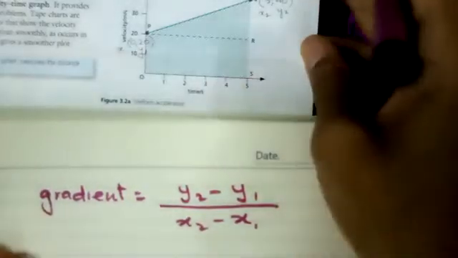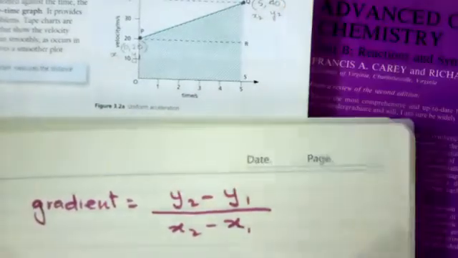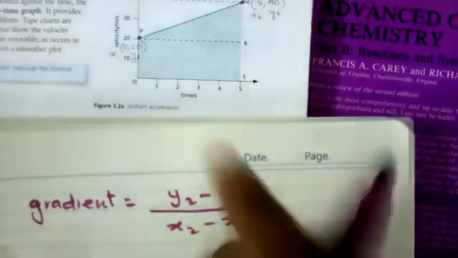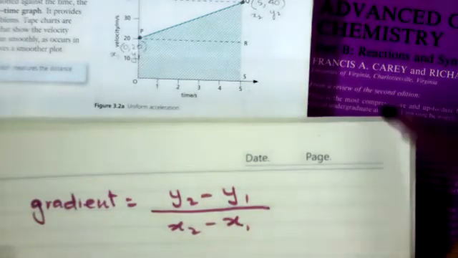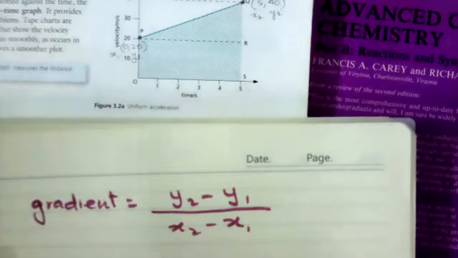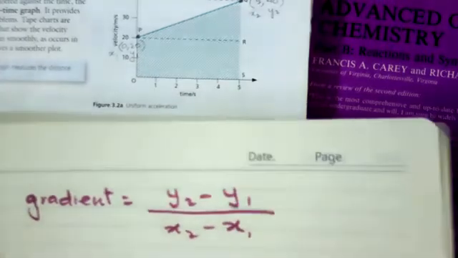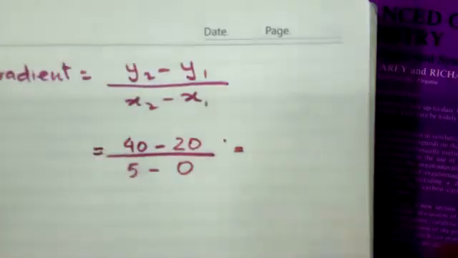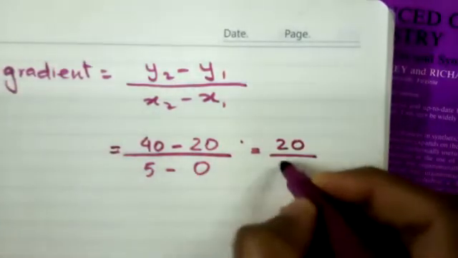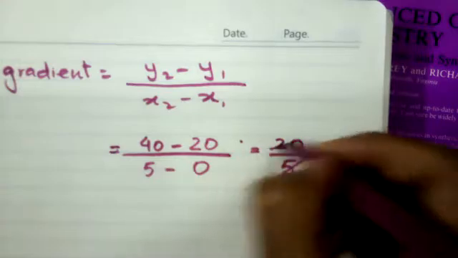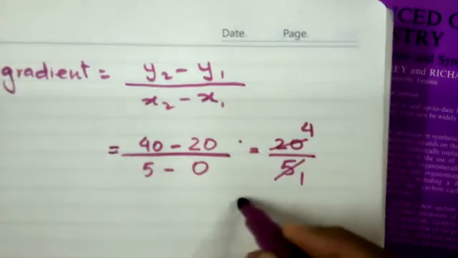Y2 minus y1. So my y2 is 40 and y1 is 20. Then x2 is 5 and x1 is 0. So 40 minus 20 is 20, and 5 minus 0 is 5. So 5 ones are 5, 5 fours are 20, and so the gradient is 4.